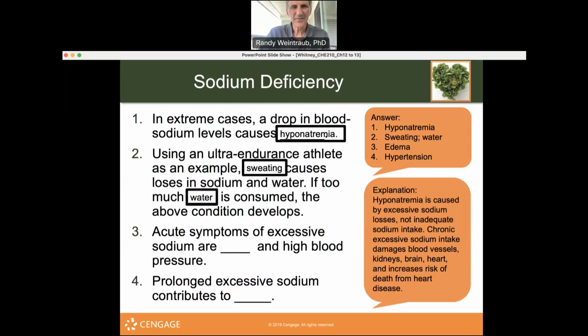Acute symptoms of excessive sodium are edema, swelling, because proteins accumulate and attract the water. It might actually break cells, cause problems with higher pressure around cells, and high blood pressure. Prolonged excessive sodium contributes to hypertension and high blood pressure.